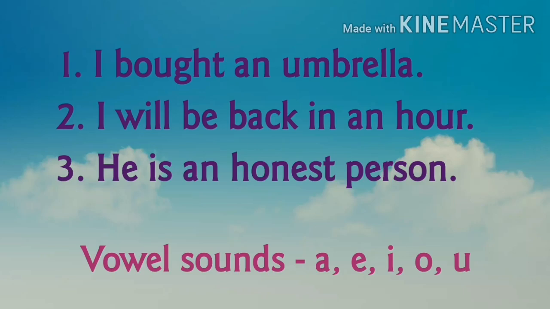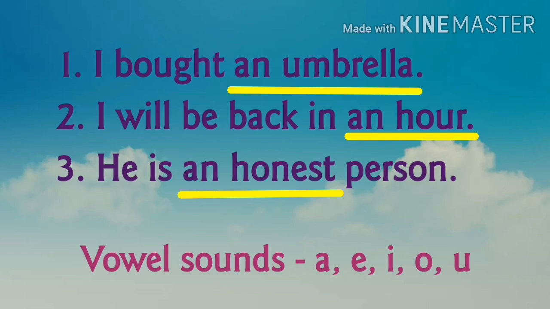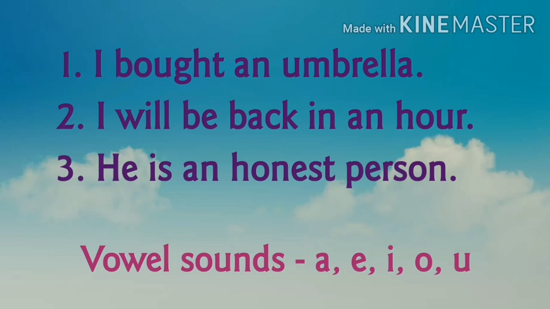See the first sentence. I bought an umbrella. Which is the noun? Umbrella. What is the first letter? U. But we are not pronouncing it like "oo-mbrella". How do we pronounce it? Umbrella. So we have to consider the sound according to our pronunciation. So the U sound is not there, but in umbrella, an A sound is there. So that's a vowel sound.